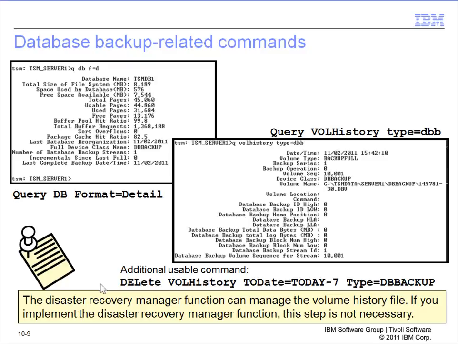In this case, the command would be delete volhistory todate equals today minus 7, 7 days, type equals dbbackup. That says anything that's older than a week should be deleted. And this is in your volume history file.